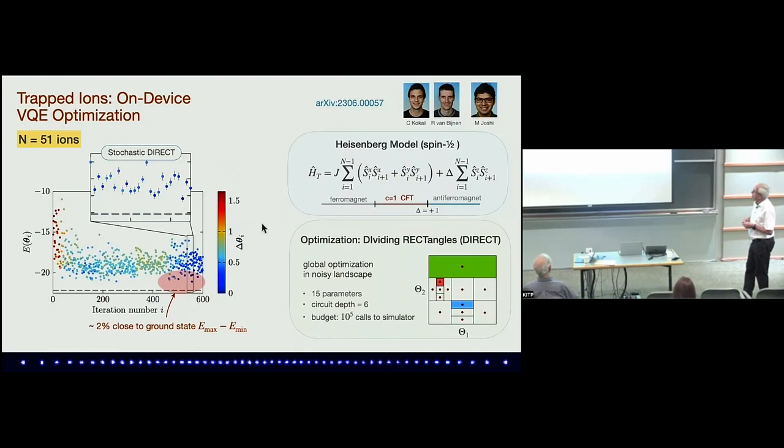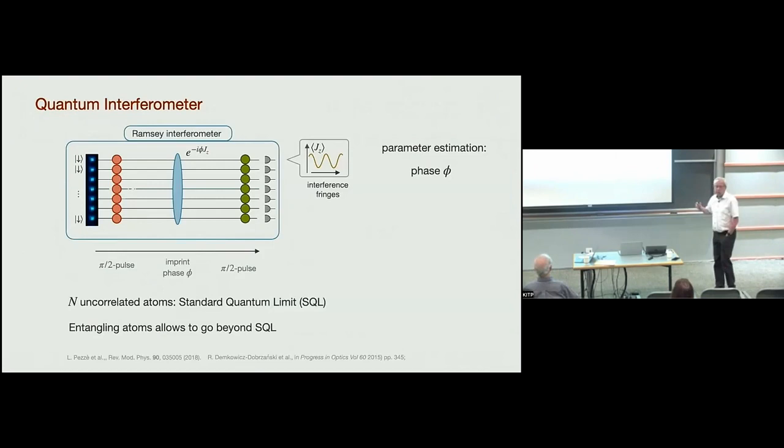So let's now take these ideas and switch over to quantum metrology and ask to what extent we can export both the hardware, but also the related software that we have to adapt, in terms of variational approaches, to, for example, a quantum interferometer. The quantum interferometer, I'm just drawing here a Ramsey sequence, with pi/2 pulses, closing the interferometer over here, and you're imprinting a phase. This is parameter estimation of some phase phi. It could also be a vector, a multi-parameter estimation if you want. And if you have uncorrelated atoms, this defines the standard quantum limit in terms of the noise property of the signal that comes out.